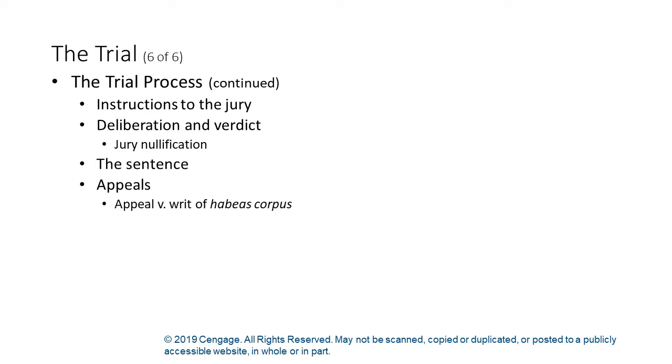Step 9 is the sentence. If found guilty, the judge does this. It won't happen right after the guilty verdict. The judge has to order a report from the probation department, who will review the defendant's background and prepare what's called a pre-sentence investigation report. They prepare a report for the court, and they will come back at a later date, and the judge then would pass sentence.